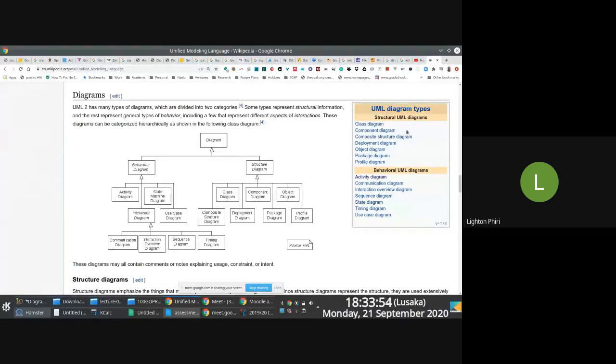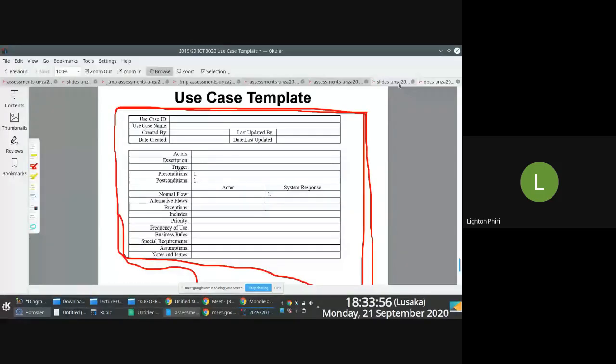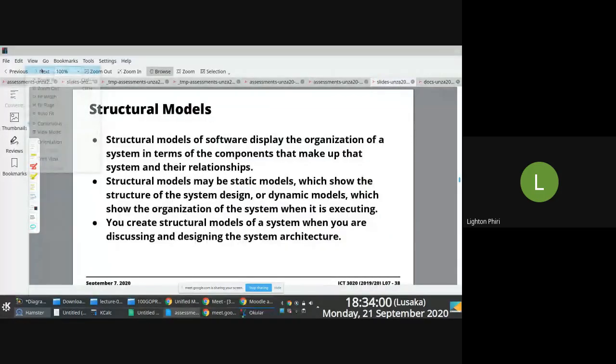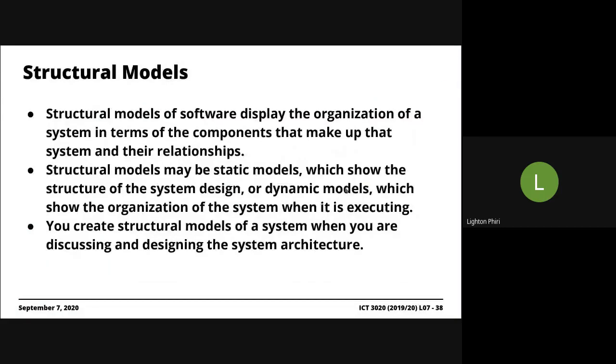So what we're saying here, this point where we're saying the structural models can be static or it can be dynamic, where you showcase the organization of the system when it's executing. In essence, we're implicitly making reference to the deployment diagram, right? So you can create these structural models when you are discussing the overall design of the system architecture, right? The system that you're implementing.